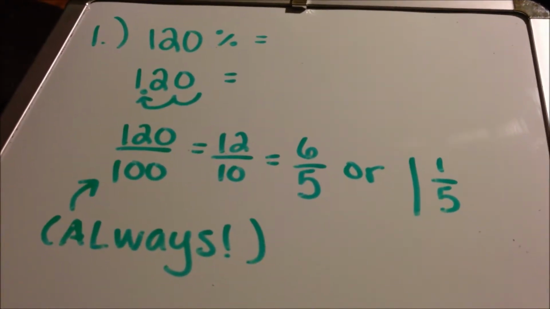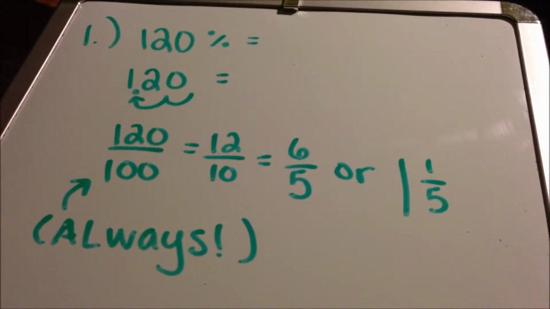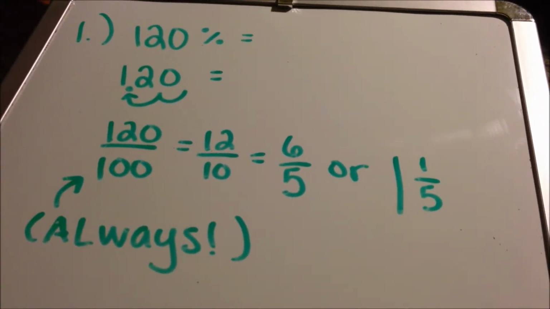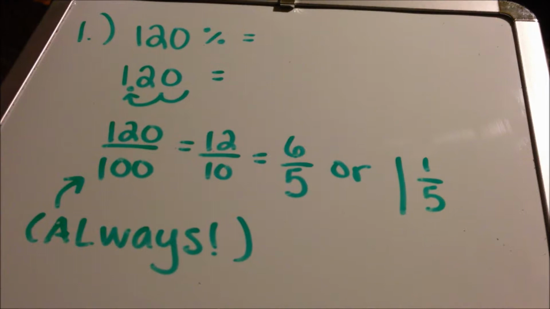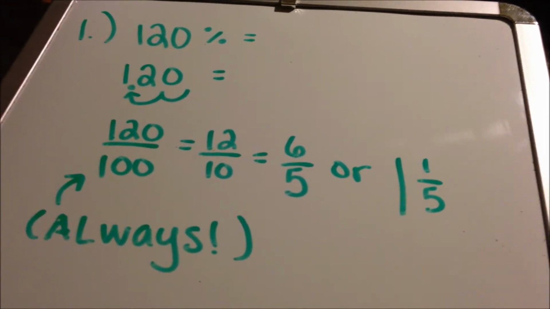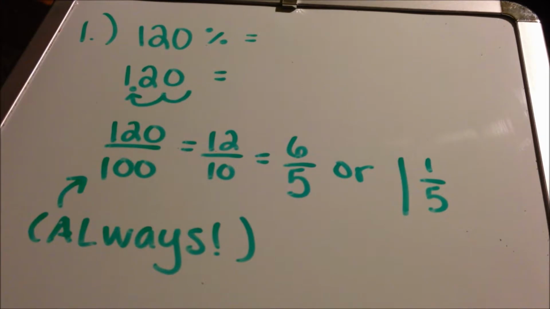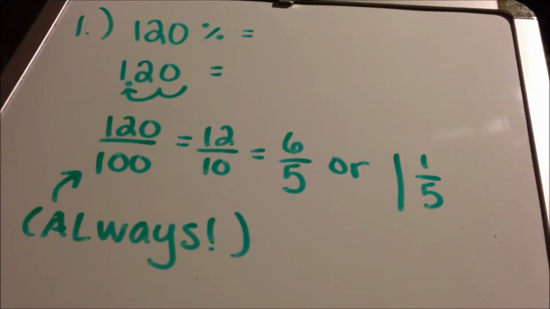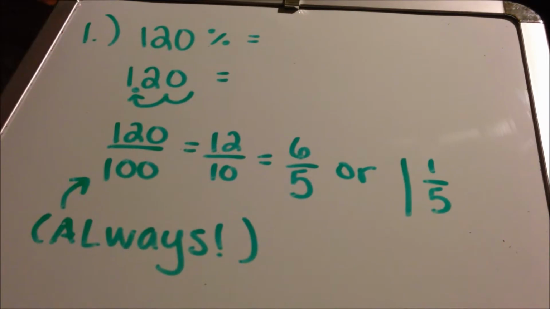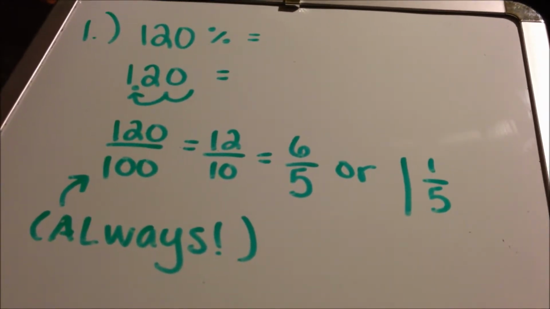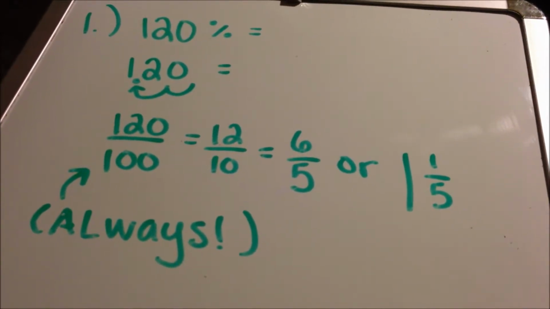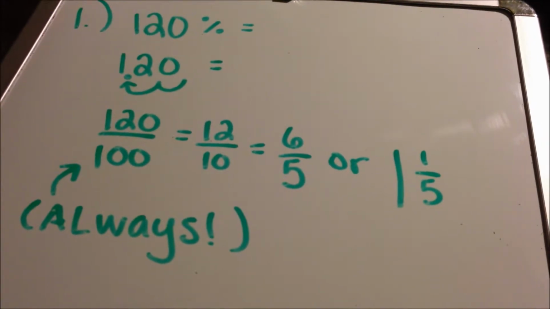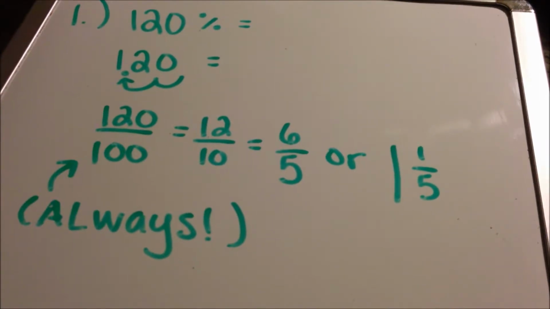Number 1, 120%. To convert from a percent to a decimal, you simply move the decimal point 2 places to the left. In the number 120, the decimal point is technically at the end, after the 0. So if we move it 2 places to the left, we end up with 1.20, or simply 1.2. If we convert it to a fraction, we take the number 120 and no matter what, divide it by 100. It's always out of 100 no matter what. If we reduce, we end up with 12/10, and then finally 6/5, or 1 1/5.